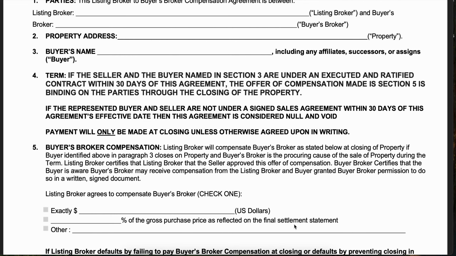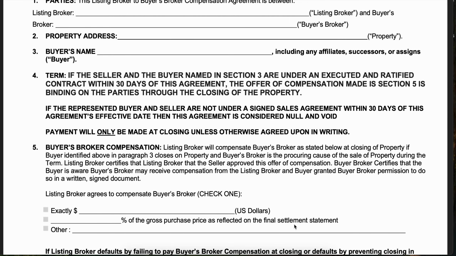If that buyer is not under a signed sales contract within 30 days of this compensation agreement being signed, then the compensation agreement is null and void. And of course, payment is only made at closing unless it's otherwise agreed upon by the parties. So a listing brokerage can sign as many compensation agreements as they would like with other brokerages, because the only one that's going to be in effect is the one that actually gets to closing. Any of the other ones are going to expire within 30 days.